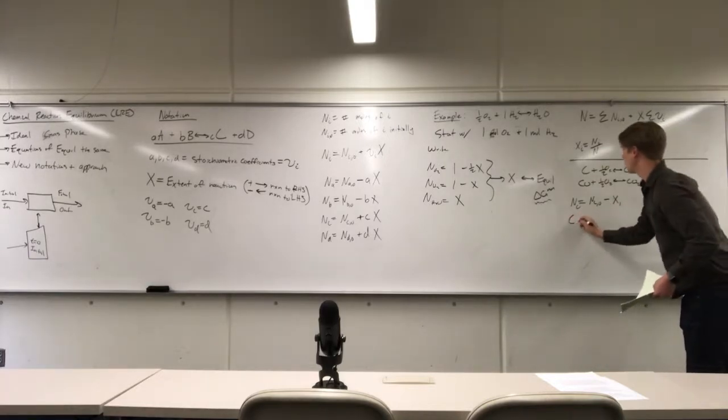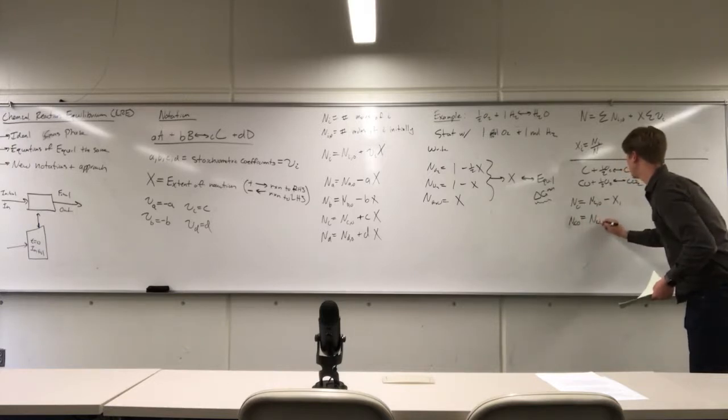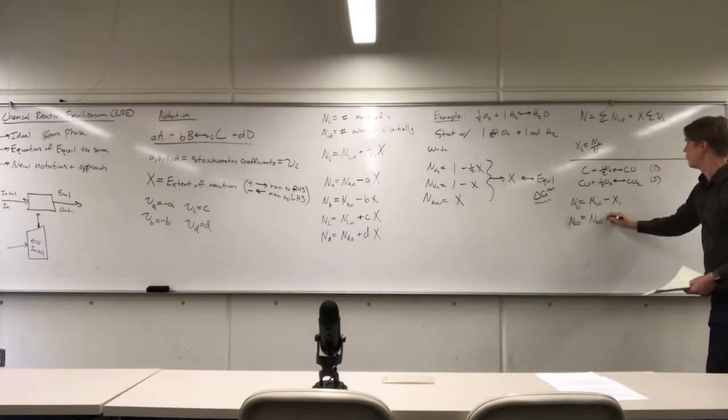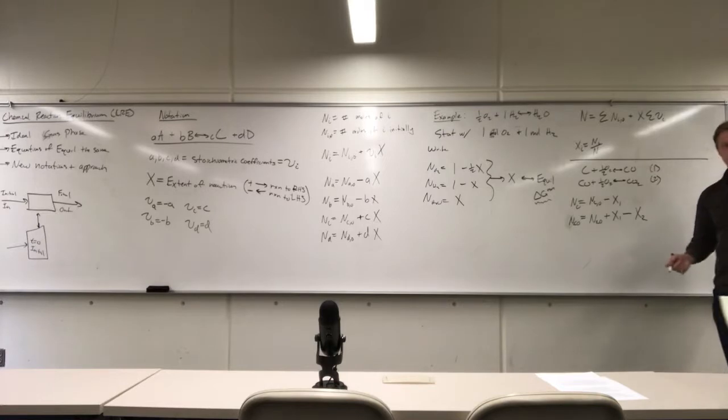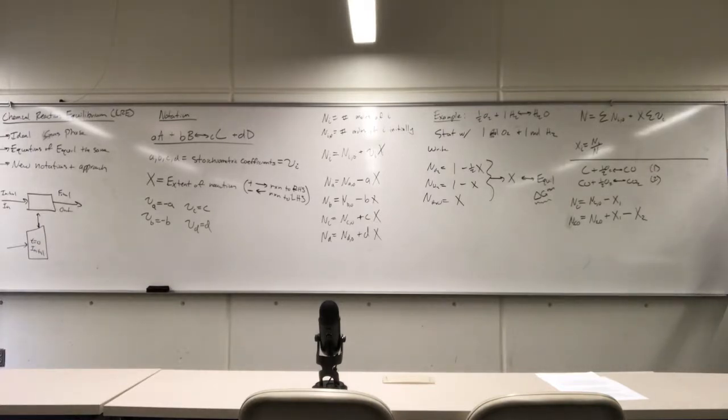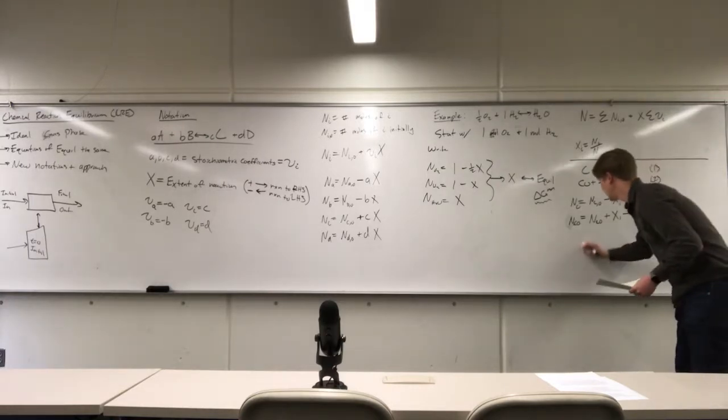We can say the number of moles of, let's say, carbon monoxide is going to be equal to the number of moles of carbon monoxide coming in. It's going to be formed in reaction 1. It's going to be consumed in reaction 2. So generalizing it, I'm not going to write out all of them. I think you guys probably get the picture.